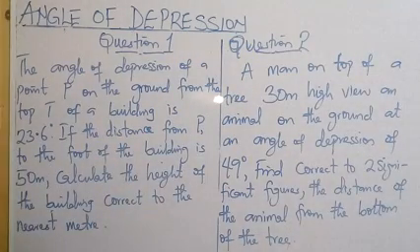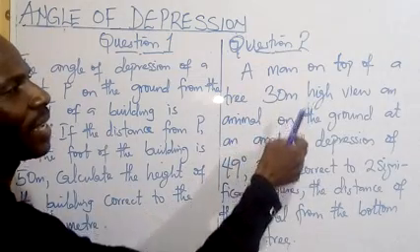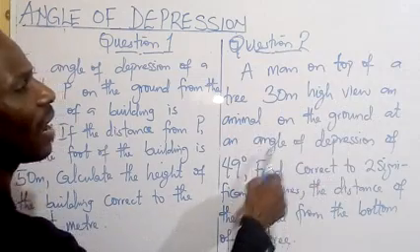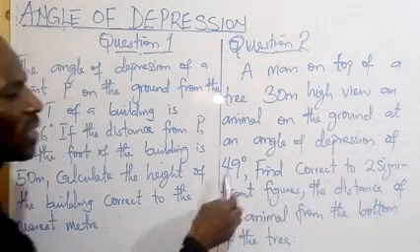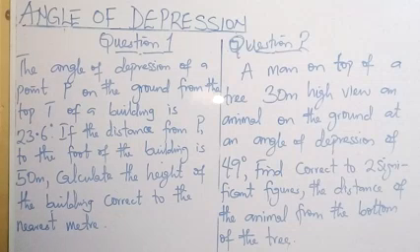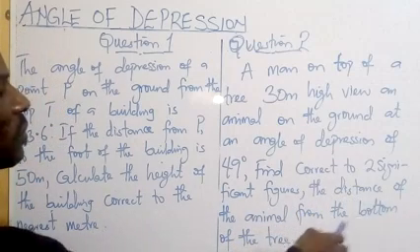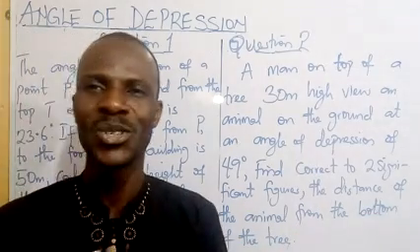Question 2. A man on top of a tree, 30 meters high, views an animal on the ground at an angle of depression of 49 degrees. Find, correct to 2 significant figures, the distance of the animal from the bottom of the tree.